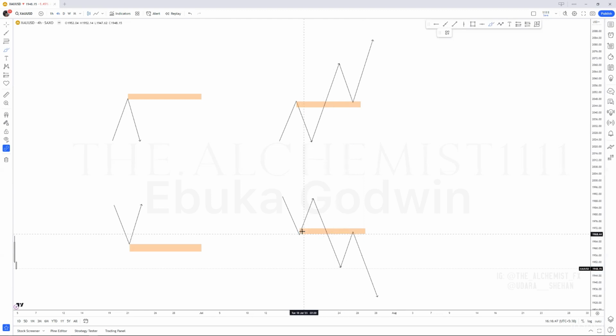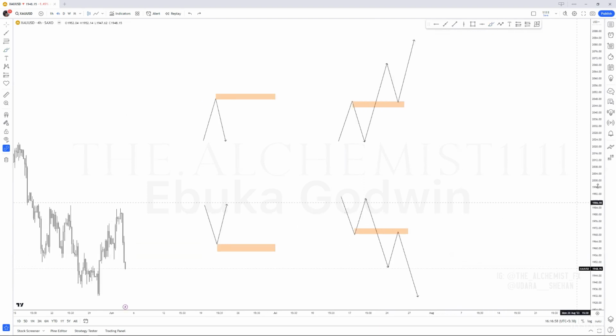First of all, it was a support and it got broken right here. So then it acts as a resistance. So SBR, very simple. So that's that. And then there's another type.